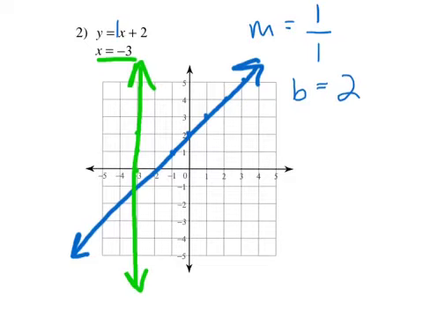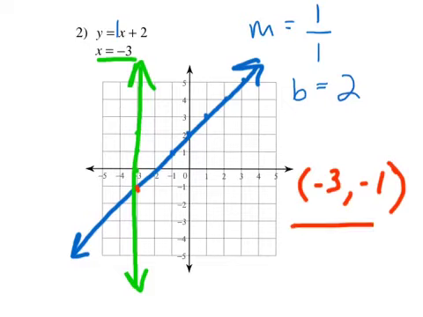And then, if we're looking for our intersection, it's going to be right here at this point. And if I asked you for the actual intersection, your answer is going to be (-3, -1). And you want to be very careful when you're graphing these and make sure you give a coordinate as your answer.